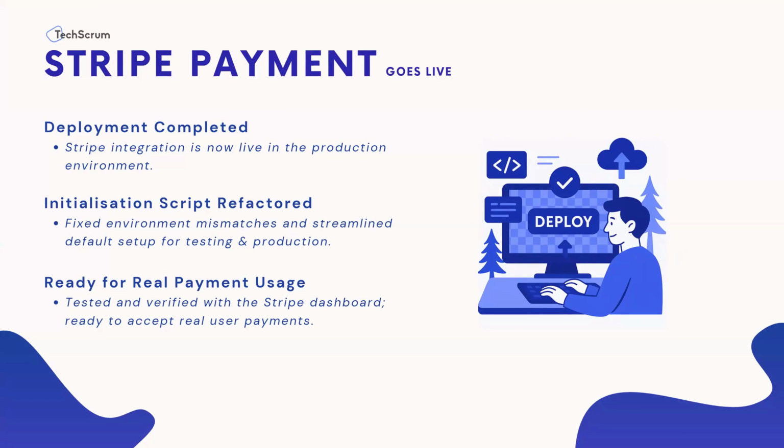Next, we refactored the initialization script. There were some mismatches between the testing and the production setups, so we streamlined the environment variables and made sure both modes now run smoothly with a consistent default setup. Finally, we verified everything using the Stripe dashboard. Test payment went through successfully, and the system is now ready to handle real user payments.